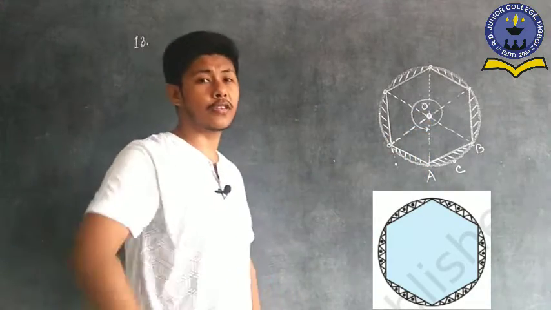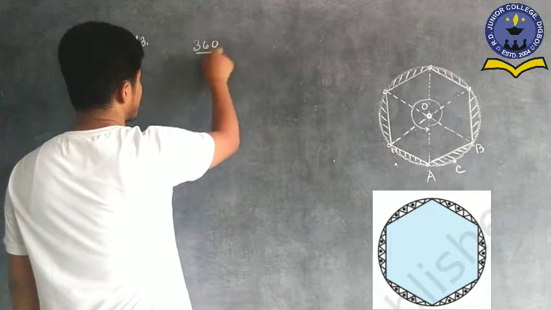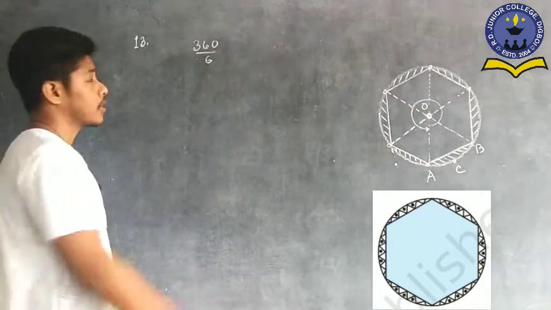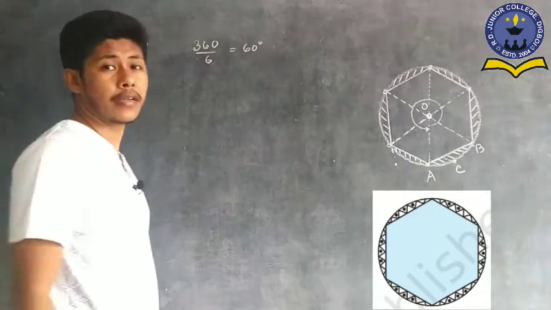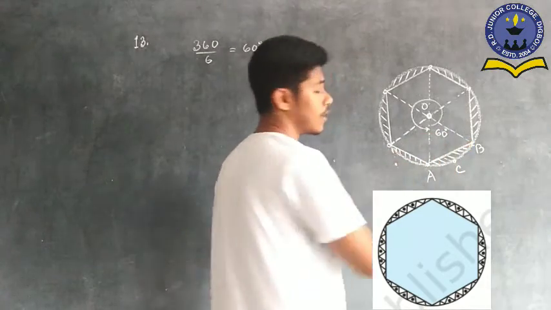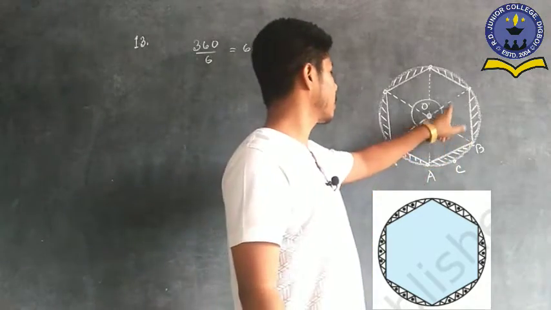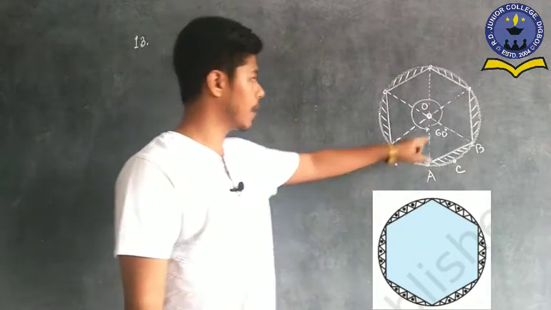So the total angle is 360 and 6 equal parts are there. So what do you have to do? 360 by 6. So each angle is how much here? 60 degrees. Is it clear? I think all of you understood this one. So each angle here is 60 degrees. So 60, 60, 60, total 360. Is it clear? So the angle we get here.